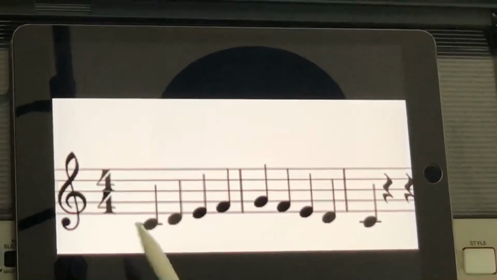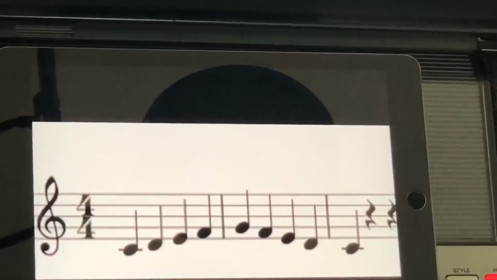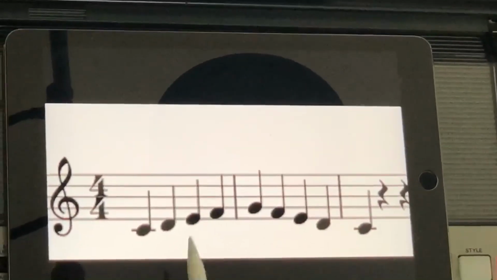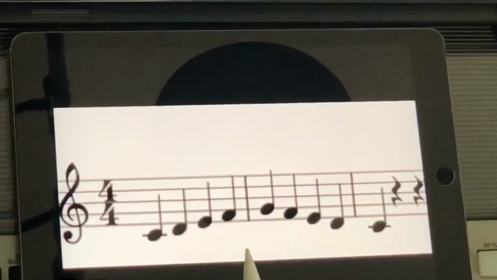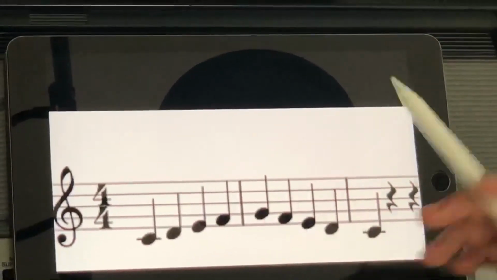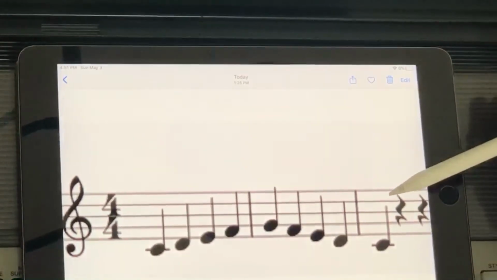If we look at the lines, there are 5 lines in each section. These 5 lines will help you identify which beats you're supposed to play. Remember that there can only be notes on these lines or between these lines.